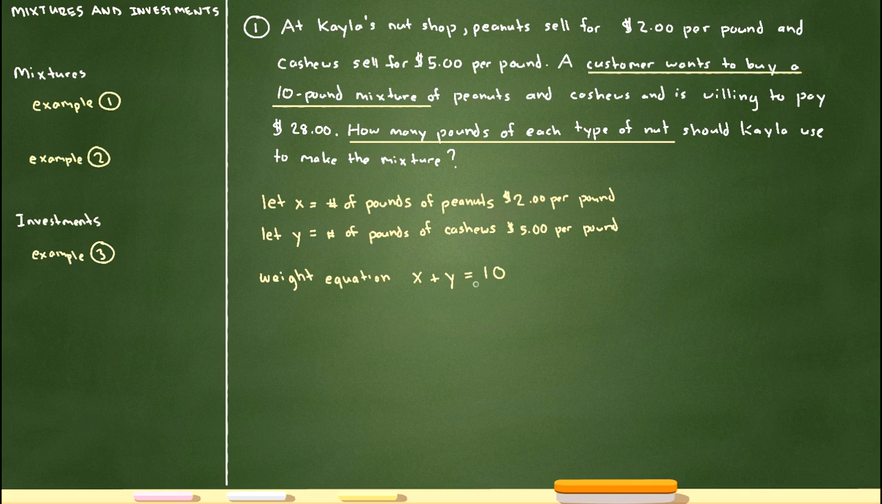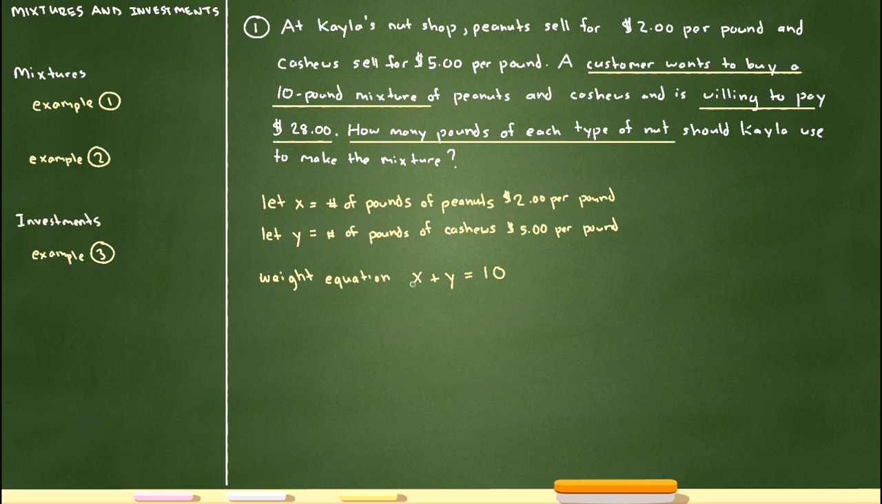However, this by itself is not enough information to solve the problem. There's another piece of information that we need to take a look at. So another thing is that he is willing to pay $28. So there's a lot of solutions to this single equation here. If I said, well, if he buys 6 pounds of peanuts and 4 pounds of cashews, that satisfies this, right?